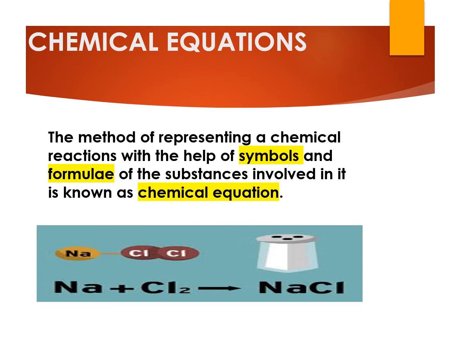So, what is a chemical equation? The method of representing a chemical reaction with the help of symbols and formulae of the substances involved in it is called a chemical equation. Now, in simple sentences, what can we say is the simplest definition of a chemical equation? The symbolic representation of a chemical reaction is called a chemical equation.